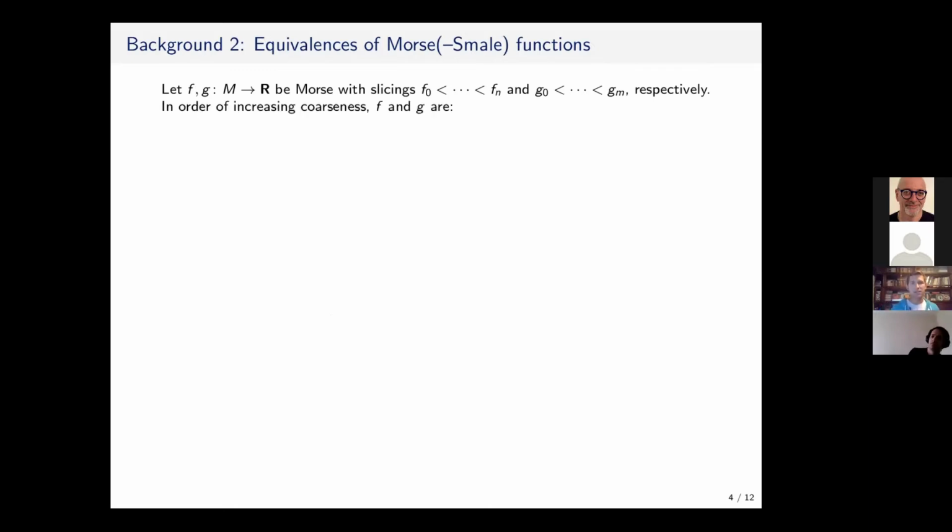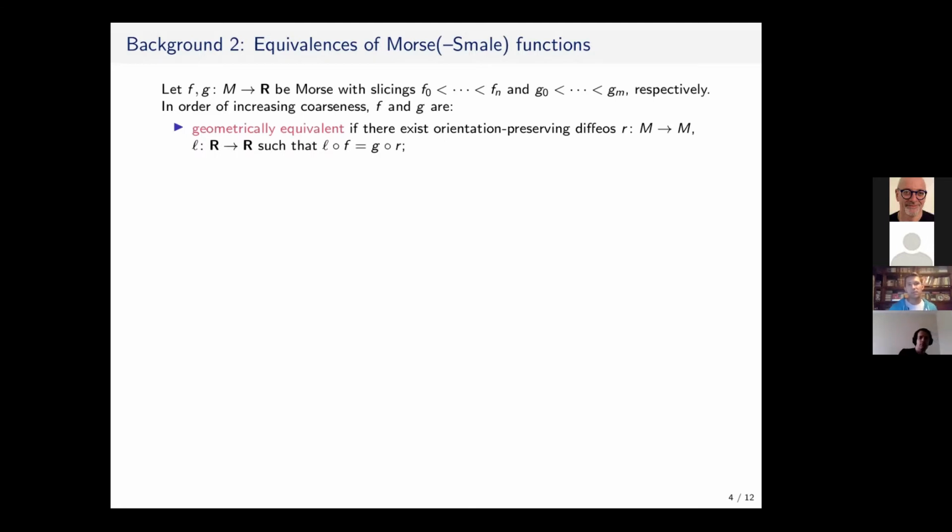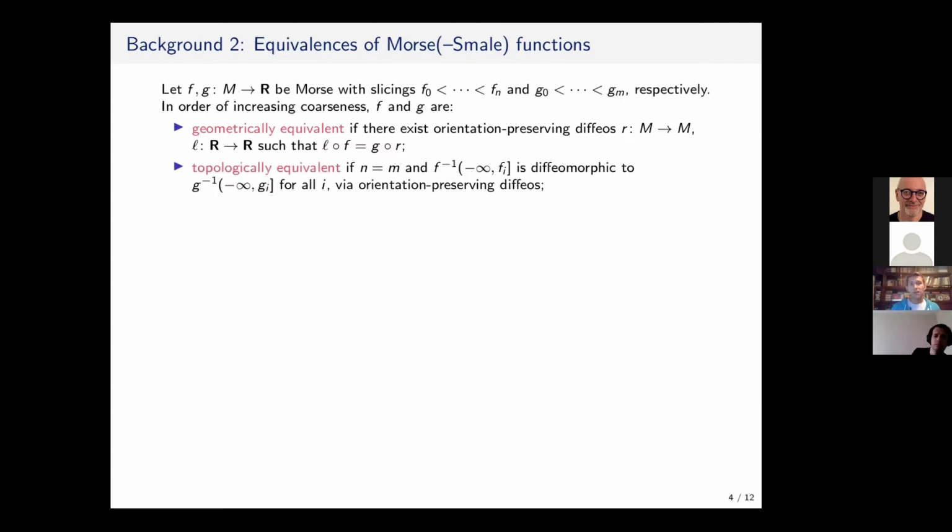So if we have two slicings, then these two functions are going to be geometrically equivalent if we have orientation-preserving diffeomorphisms between the manifold and the real line, so that the obvious diagram commutes. Slightly coarser, so slightly weaker, we have topological equivalence, where we only ask for the sublevel sets to be diffeomorphic to each other. So this is strictly weaker than geometric equivalence. And then we can get even weaker, where instead of asking for diffeomorphism of the sublevel sets, we just ask that the ranks of the homology groups of the sublevel sets are the same. And that's homological equivalence.